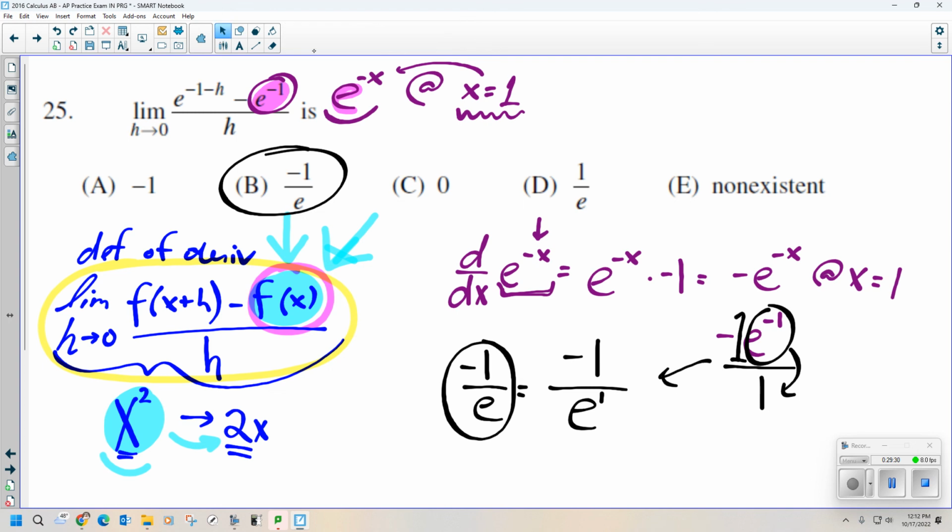So if you know what you're looking for, if I did not have to explain the definition of a derivative, and just went right to purple here, that problem takes all of 8 seconds.